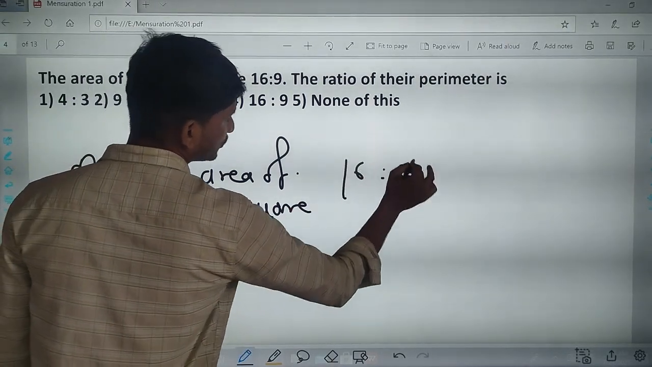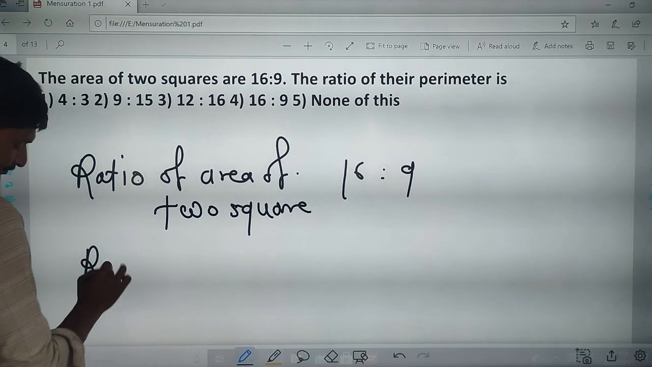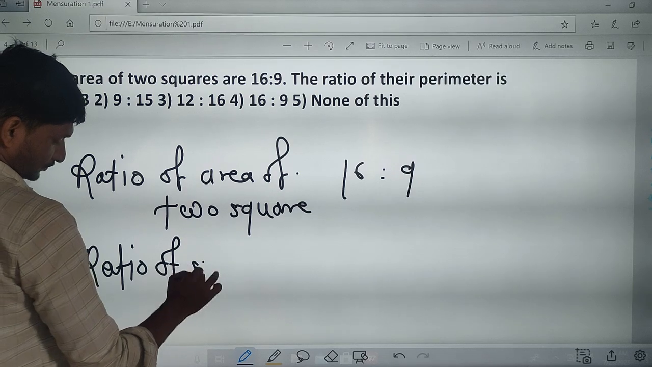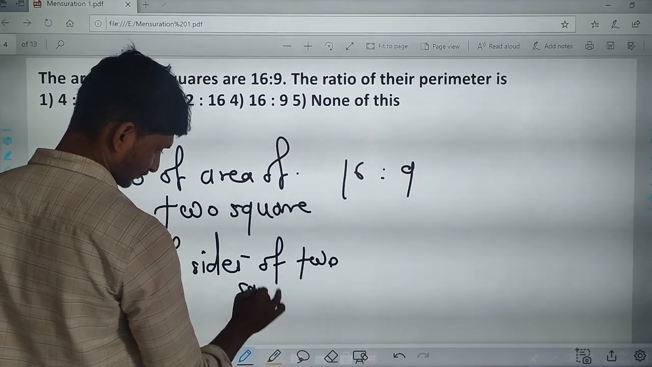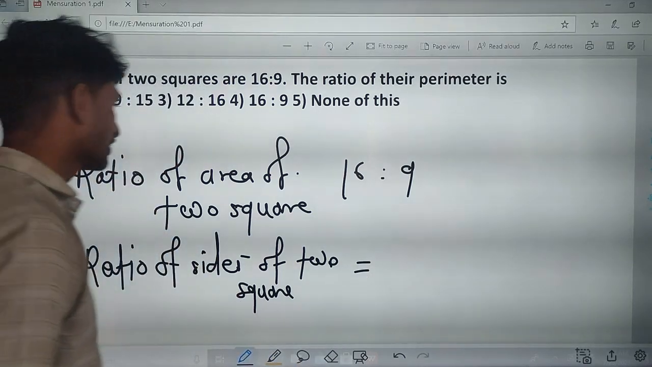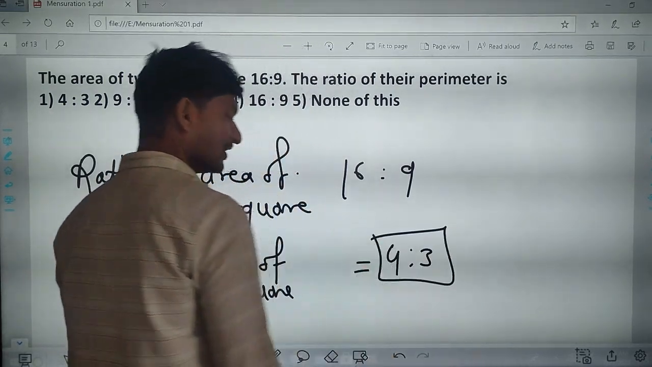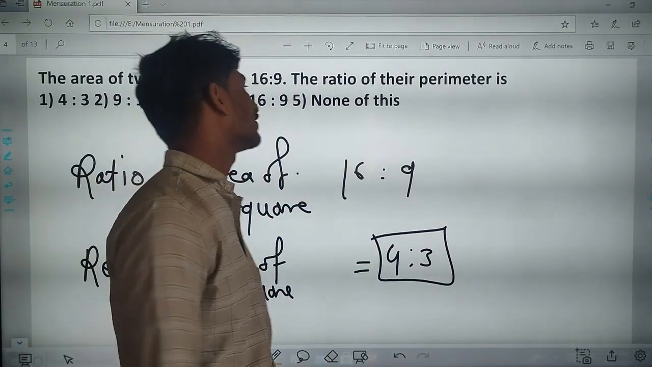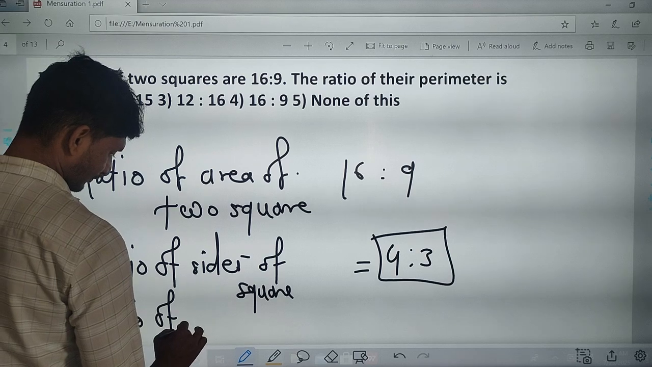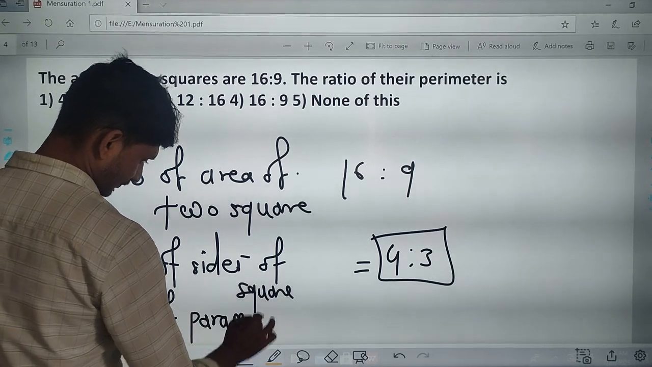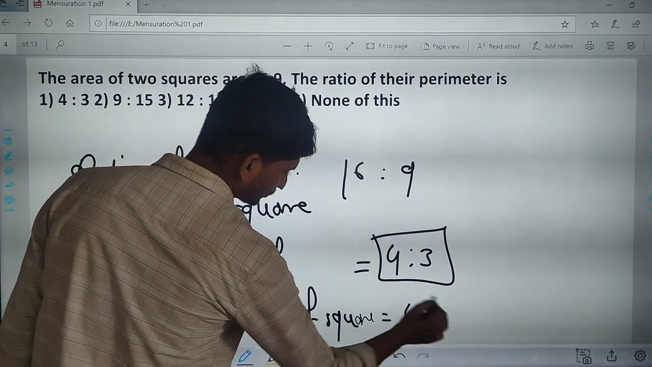The ratio of the areas is 16:9. Then the ratio of the sides of the two squares is the square root of these two, which is 4:3. Then the ratio of perimeters is also 4:3. The ratio of perimeters of the squares is also 4:3.